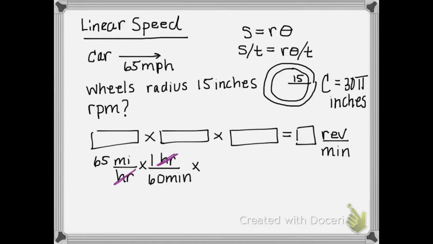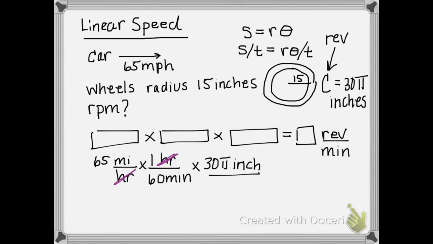Well, what do I have with that? I've got a circumference. One circumference is a revolution, right? So I've got inches per revolution now. I know that there are 30 pi inches. I want revolutions in the numerator. See what I was doing there? It's going to mess that up.